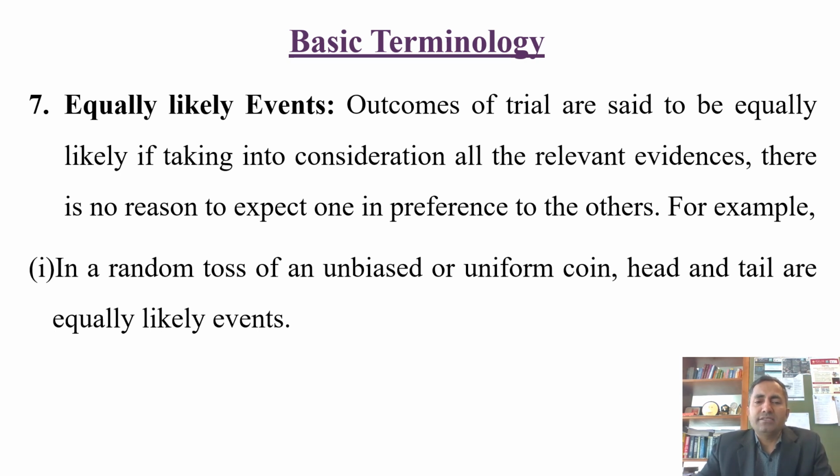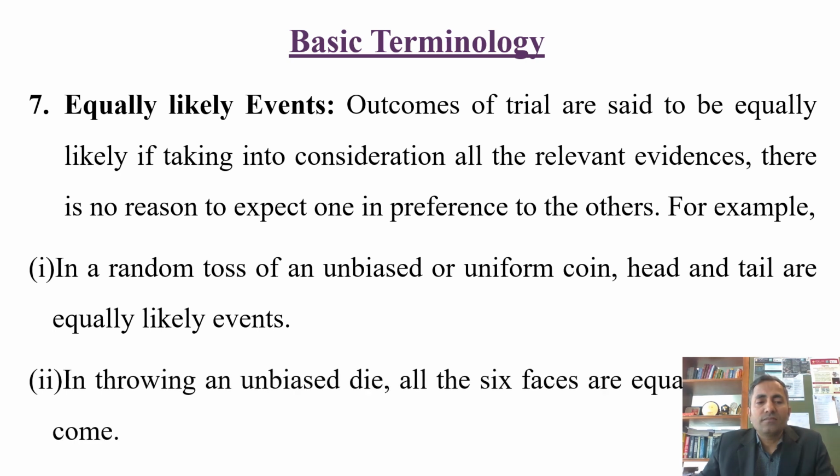But if it is unbiased, uniform, then it is equally likely. If it is biased, then it is not equally likely. If you are throwing a dice, if numbers 1 to 6 are written on each face, then it is equally likely. But if one comes 2 times, or the remaining 4 numbers are there, then it is not equally likely. In throwing an unbiased die, all 6 faces are equally likely outcomes, as I told.